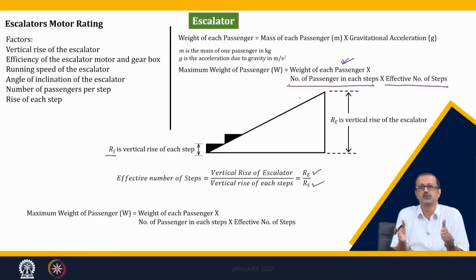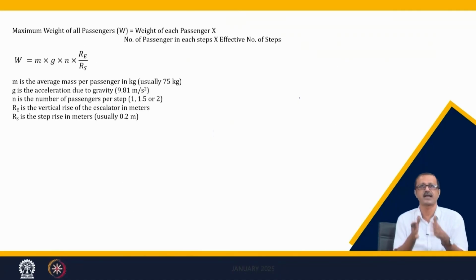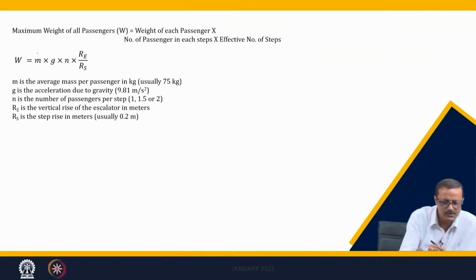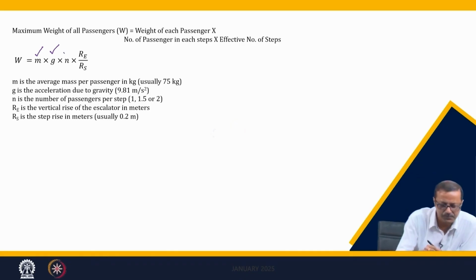If it is very narrow, 2. Sometimes in case of the metro stations and all, we may say it is 3, 4, maximum 3, 4 or something like that. In case of the railway station, sometimes it is large. So, whatever may be the case, we have to see how many passengers can stand in a particular row. So, the mass of one person, then the mass into gravity is the weight, multiplied by the number of persons n. What is n? n is the number of persons per step.